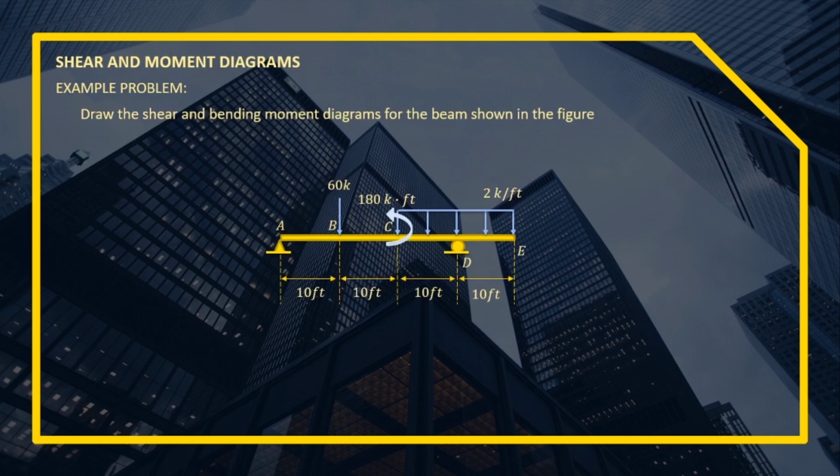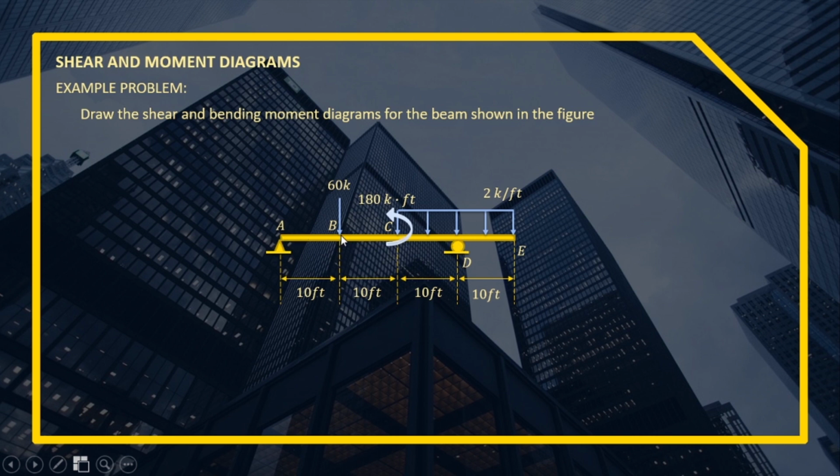To understand the shear and moment diagram, let's solve an example problem. Draw the shear and bending moment diagrams for the beam shown in the figure. For this problem, we have a simple beam. We have four segments: AB, BC, CD, and DE.